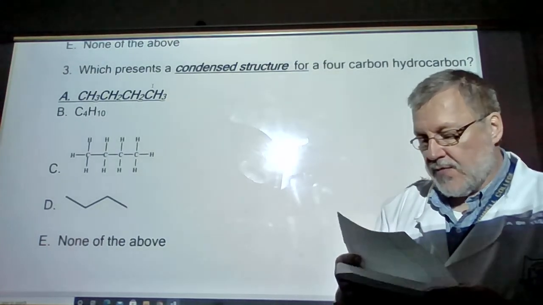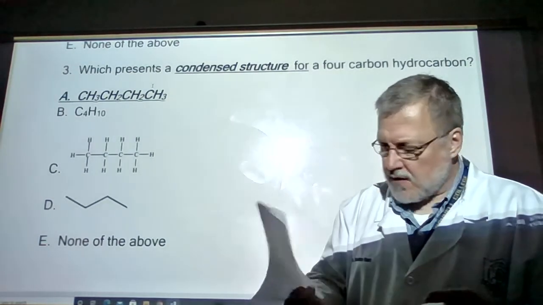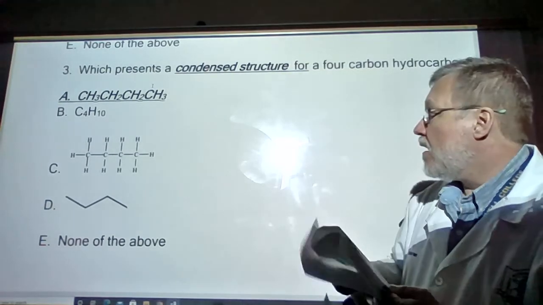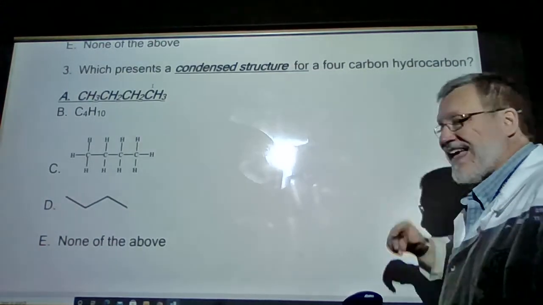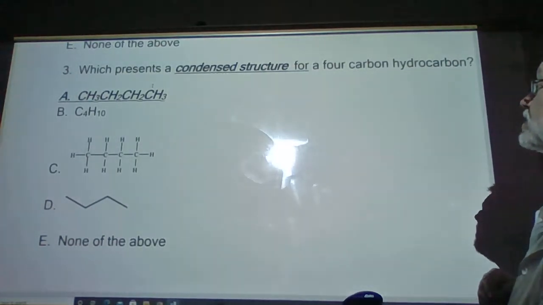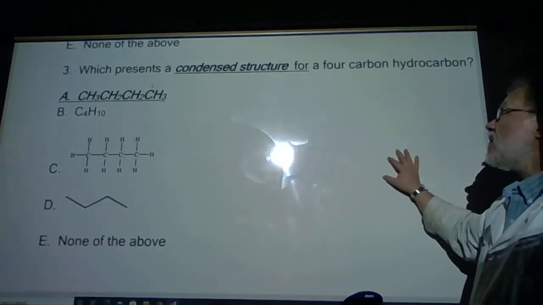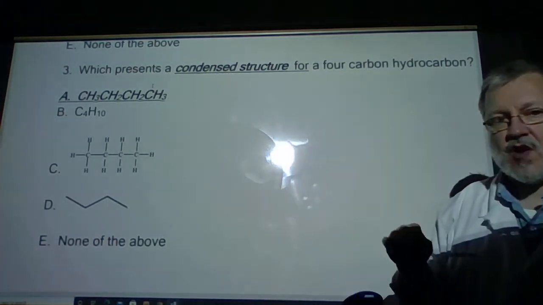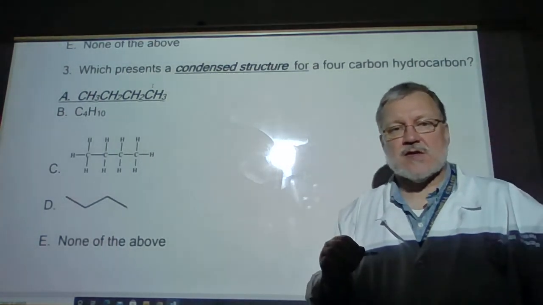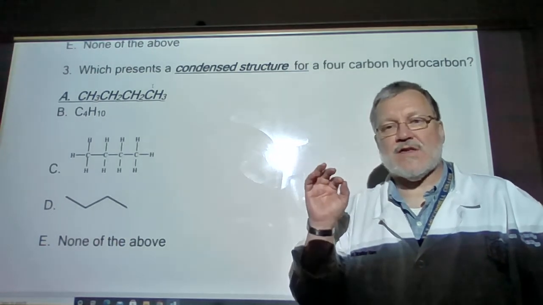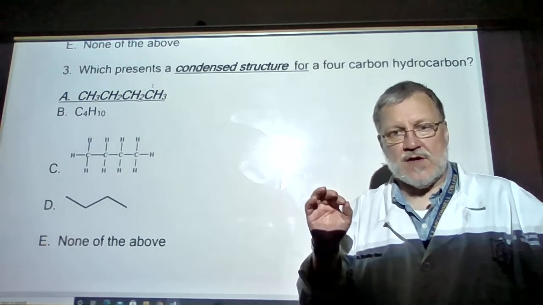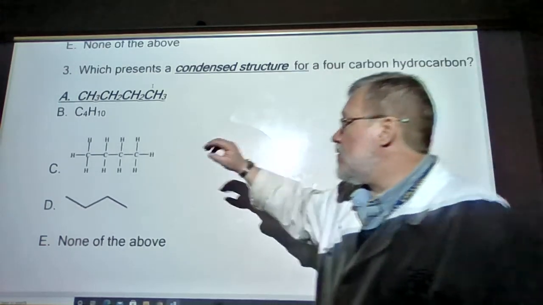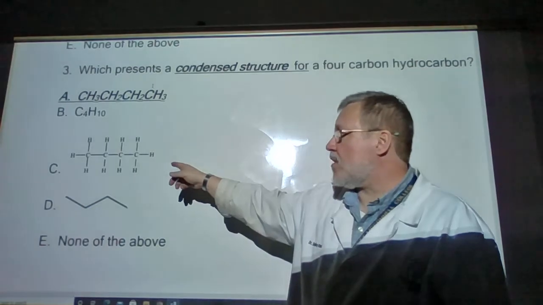So the first problem is, let me see, problem number 3. Of these, which represents a condensed structure of a 4-carbon hydrocarbon molecule? A condensed structure is that representation that shows all the elements explicitly shown that are present, but it does not show connectivity. So this is a 4-carbon structure.